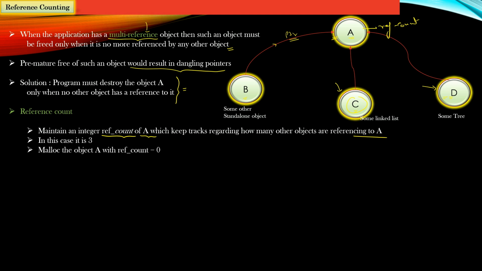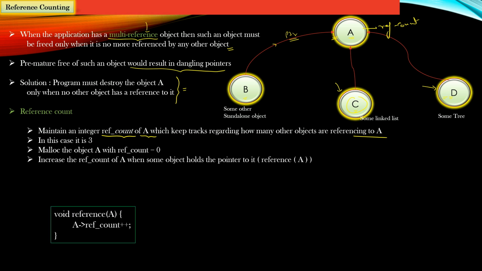Now, when you malloc the object A, initialize the reference count variable of the object A to 0, and increase the reference count of the object A when some other objects start referencing the object A. For that, you can use an API reference A. So as soon as you create some object, let's say object B, and object B starts referencing or holds a pointer to the object A, immediately after that you need to invoke the API reference A, which will increase the reference count on the object A.